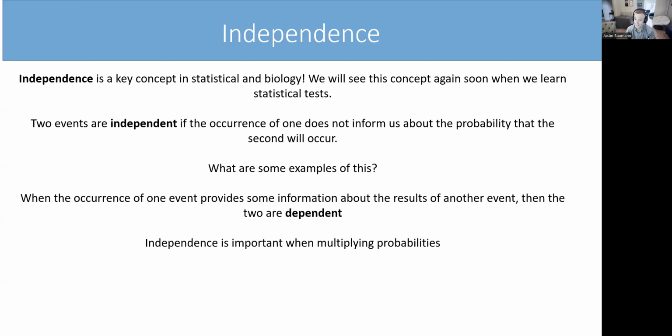If I put the card back in the deck and draw again, then I'm independent. It has nothing to do with what I just had, as long as I shuffle, of course. When the occurrence of one event provides some information about the results of another, those two are dependent. That would be the same. So drawing a card out of a deck changes the probability of every other card draw. That is dependence. Independence is important when you're multiplying probabilities, and here is why that works.